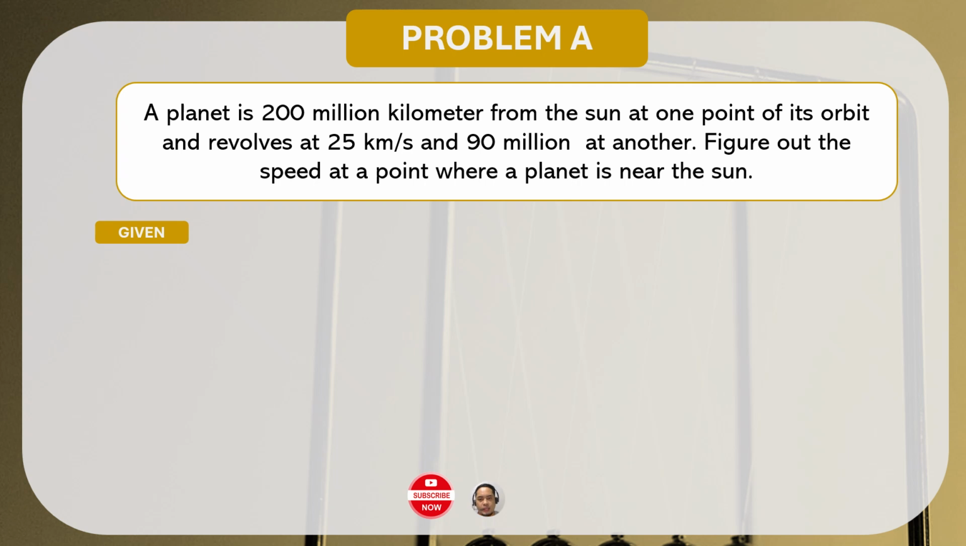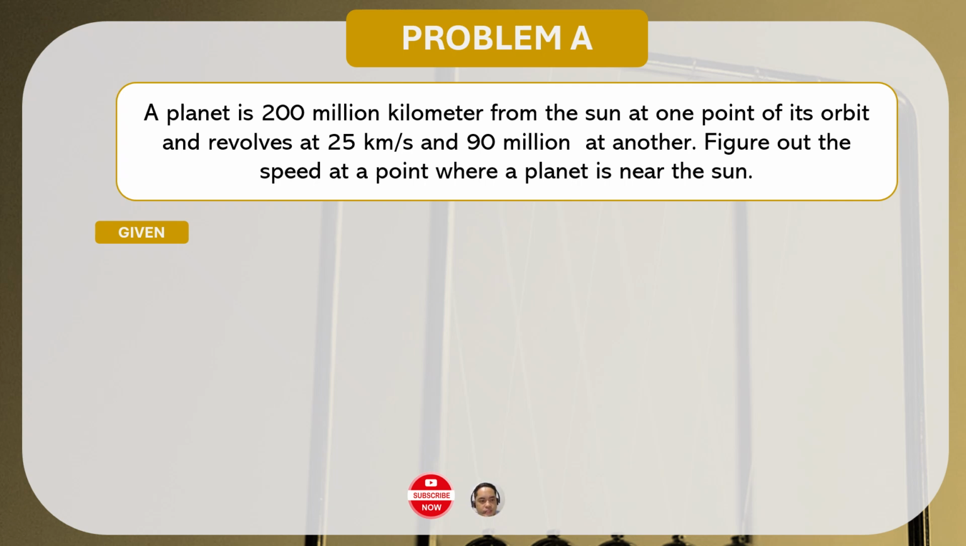Right. So, problem: a planet is 200 million kilometers from the sun at one point of its orbit and revolves at 25 kilometers per second, and 90 million at another. Figure out the speed at the point where the planet is near the sun.